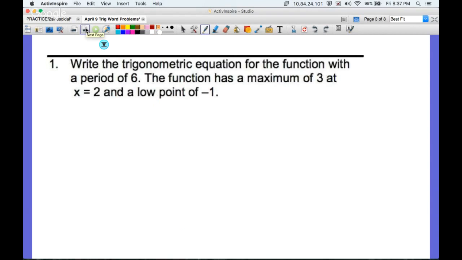All right, so I'm going to go ahead and talk about problem number 1. Problem number 1 asks us to write a trigonometric equation for the function with a period of 6. The function has a maximum of 3 at the value y equals 2 and a low point of -1. Because I've got a maximum, and we remember that maximums are the starting value of cosine, I know that I want my parent function here to be y equals cosine of x.